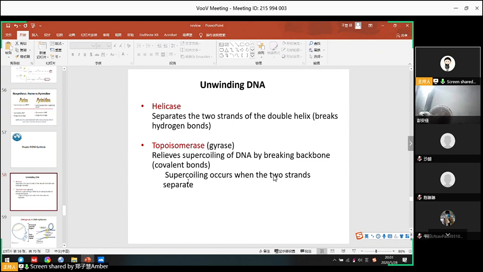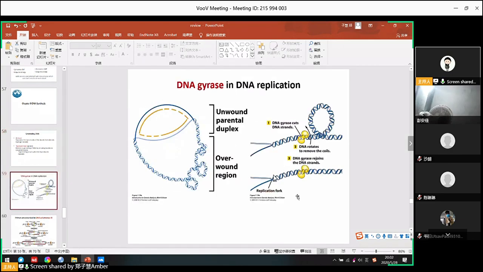The other name is gyrase. It will remove the supercoils. So the gyrase here has 3 functional steps. Firstly, DNA gyrase will cut the DNA strand. It cuts just at the DNA strand backbone, not the hydrogen bonds, okay? And the second step, the DNA will reroute and remove the coils. And the third step, DNA gyrase will rejoin the DNA strands.